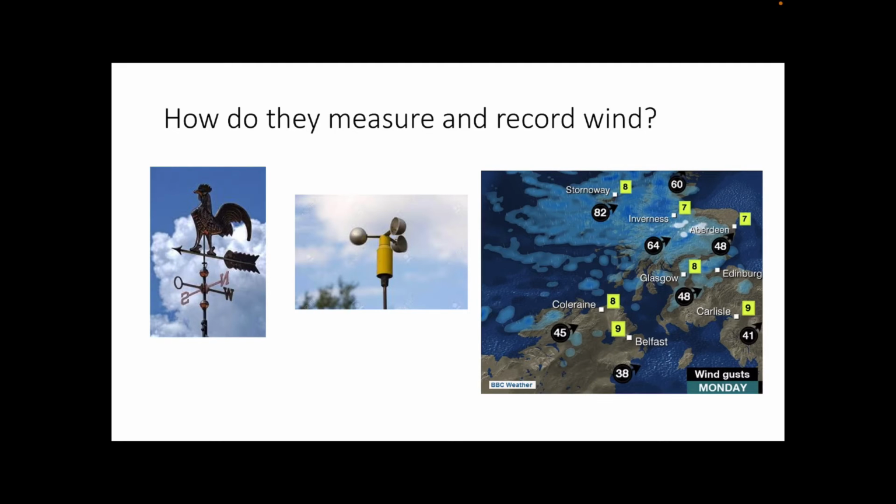So you will recognise this is a picture of a weather report, and the black circles with the little arrows coming out of them, that is about the wind. So if you see that on the weather report, the number is the speed of the wind, so miles per hour, and the arrow is showing which direction it's coming from. So it's not showing which direction it is going to, it's which direction it's coming from.